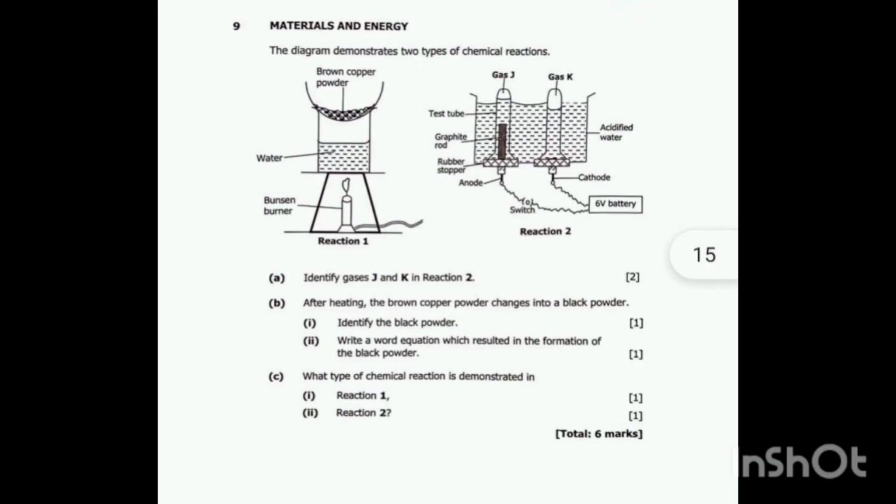Question A, identify the gases J and K in reaction 2. So the gas J is oxygen, then the gas K is hydrogen. Okay, so reaction 2 is representing electrolysis of water, electrolysis of acidified water.